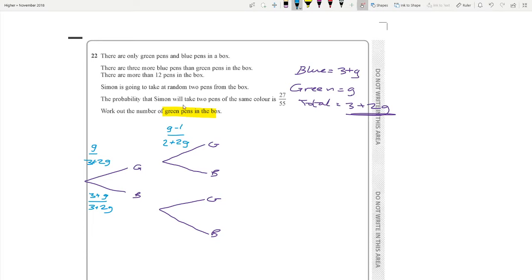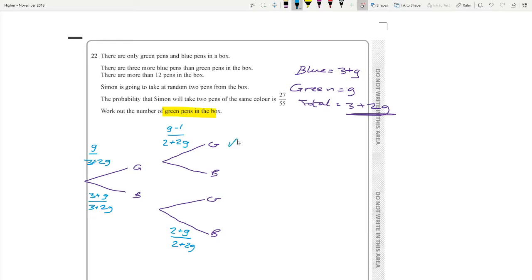Now the question tells us the probability that he'll take 2 pens of the same color, so it's going to be a green and a green, or a blue and a blue. I don't need to work out the probability of getting a second pen blue here. Again, we just need to work out the probability that the second pen is also blue. So if there was 3 plus G blue pens to start with, there's going to be 1 less now, so it's going to be 2 plus G over, again there's 1 less pen in the total box now, so it's also going to be 2 plus 2G.